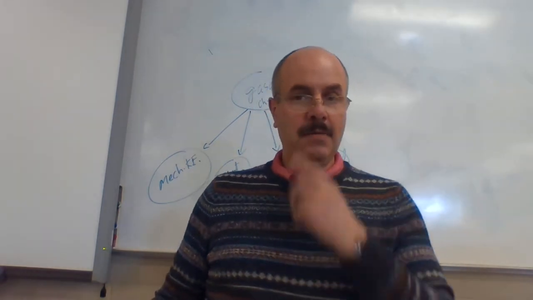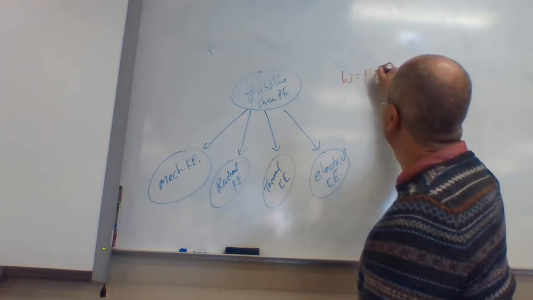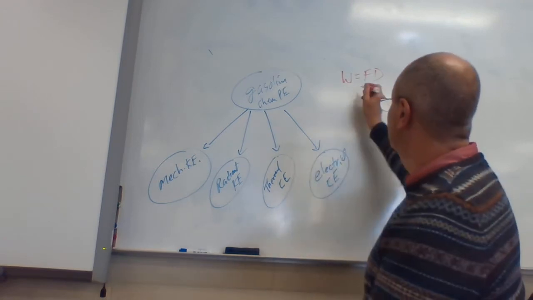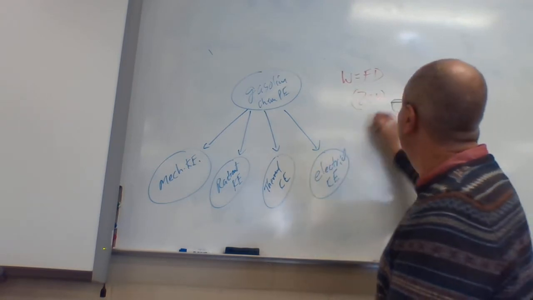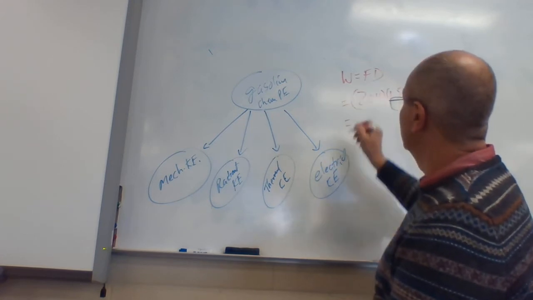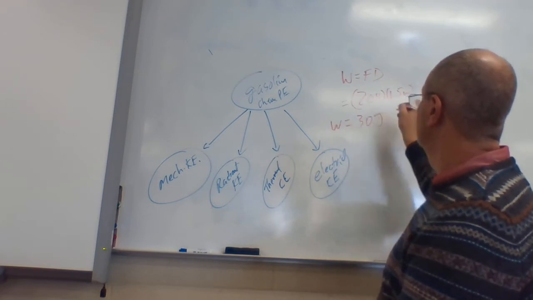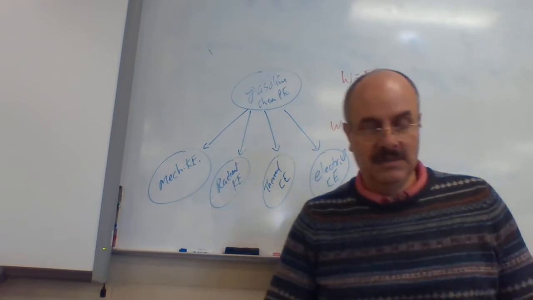All right. So on that one, what we've got to do is use work equals force times distance. Right? So we have a force of 20 newtons, a distance of 1.5 meters. If we multiply those out, we get an answer of work equals 30 joules. All right, so 20 times 1.5 is 30.